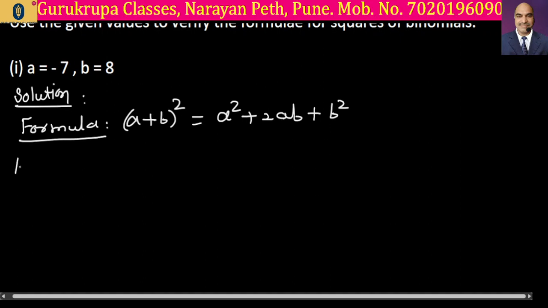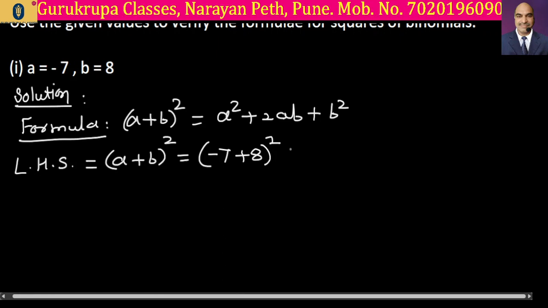Now we have to take LHS. Left hand side we get a plus b whole square. Value of a is given minus 7, value of b is given 8, whole square. So we get 1 square is equal to 1. For this we just name that statement, statement number 1.